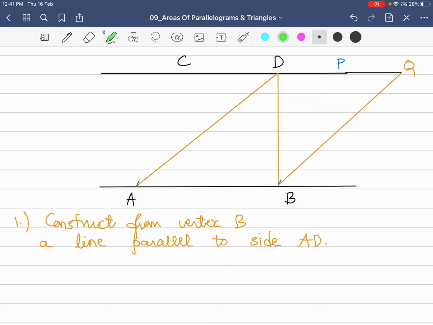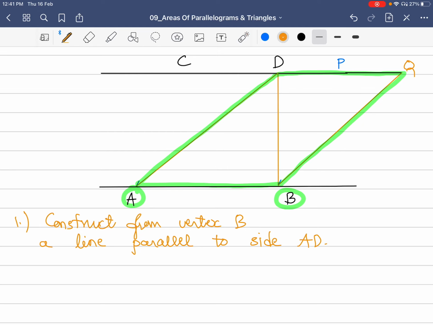Now once again I'm going to use a highlighter. Note that this becomes a parallelogram ADQB. This is a parallelogram with the base AB. So AB is the base, and for this triangle ADB, the base is the same AB, and thus the area of triangle ADB will be half of the parallelogram.